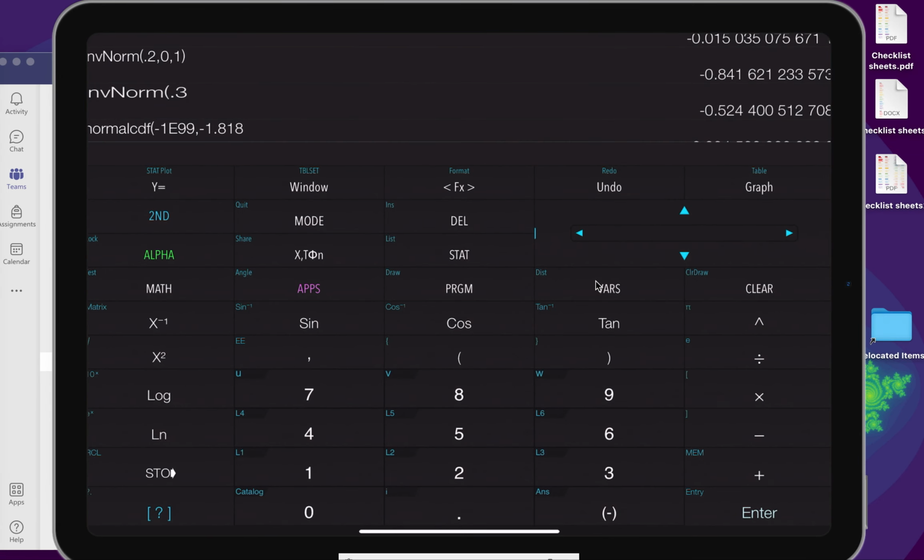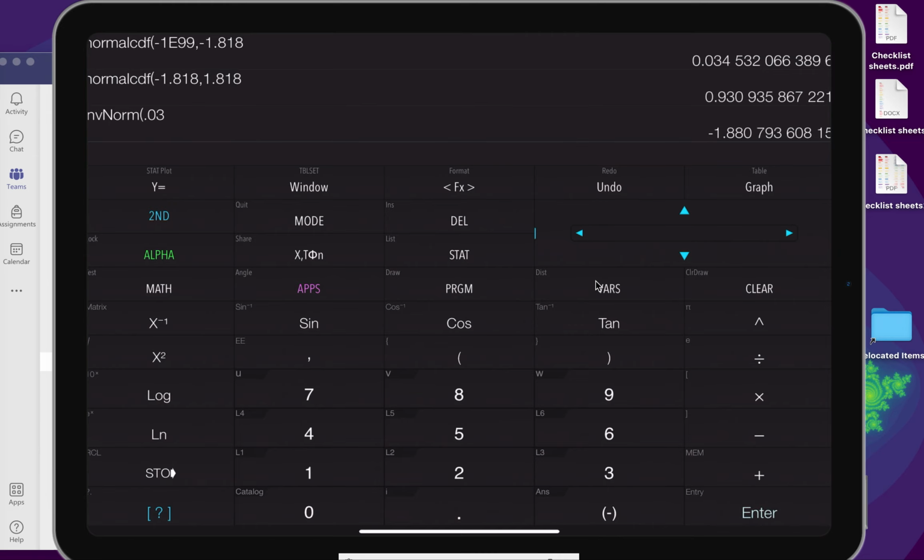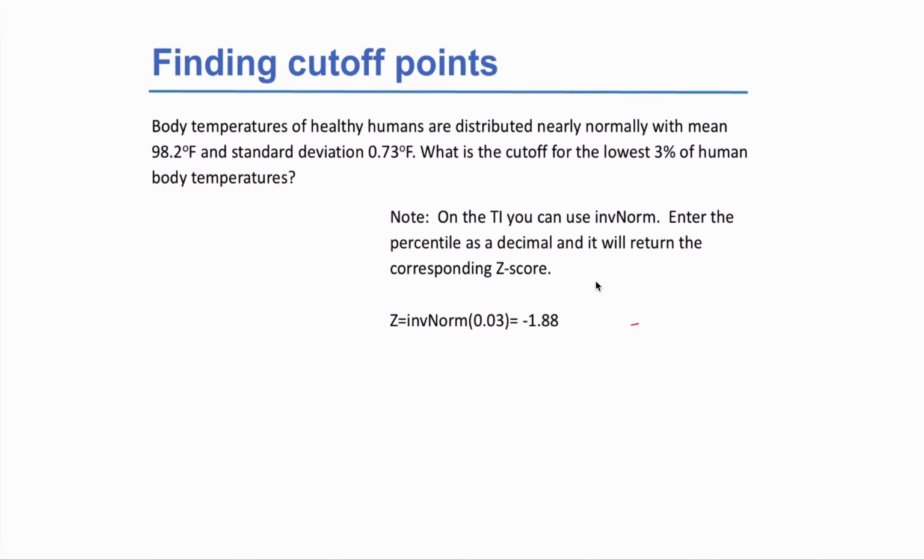We're going to use the calculator, and we're going to do that inverse normal function with a probability of 0.03, 3%. Leave the mean at 0 and the standard deviation at 1. Hit enter. Gives me a z-score of negative 1.88. So my z-score is negative 1.88. Use the z equals x minus mu over sigma to solve for x now.